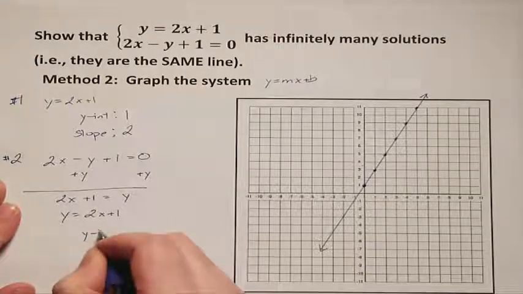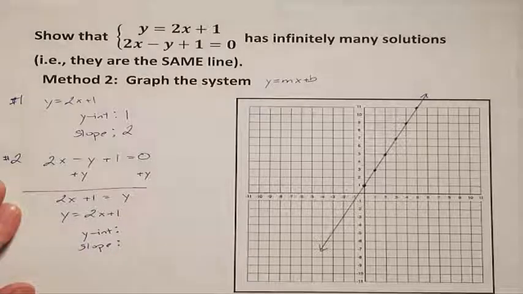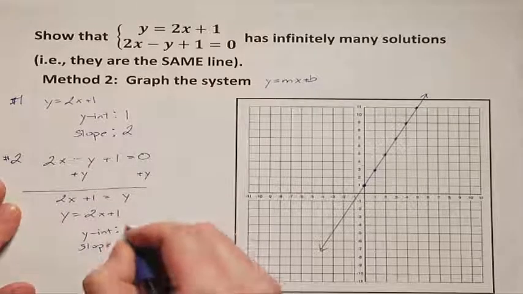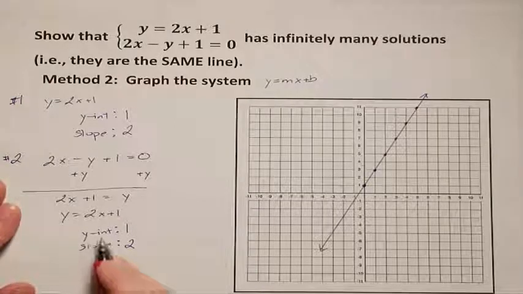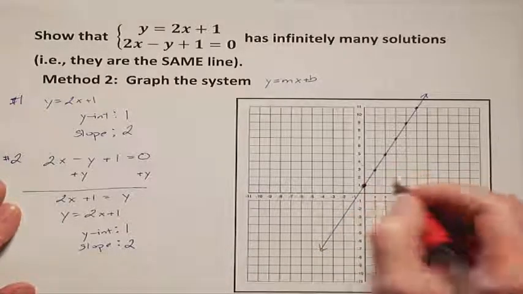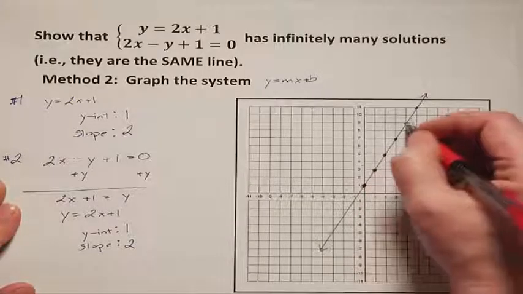I need to know my y-intercept and I need to know my slope so I can graph it. My y-intercept is the b of 1. My slope is the x of 2. New line, new color. Y-intercept is 1. Slope is up 2 over 1.